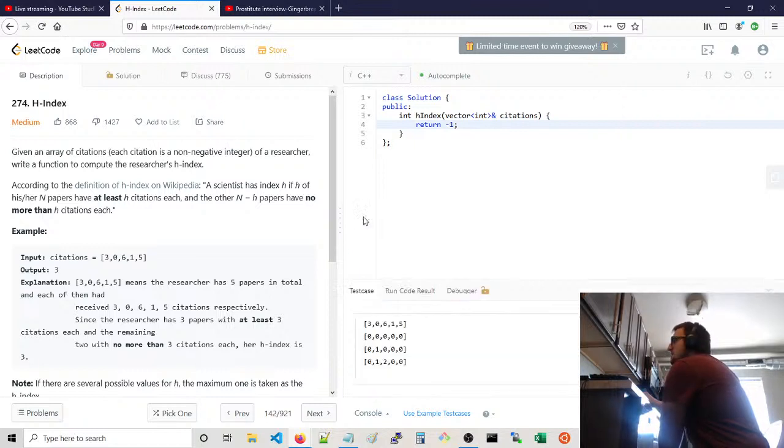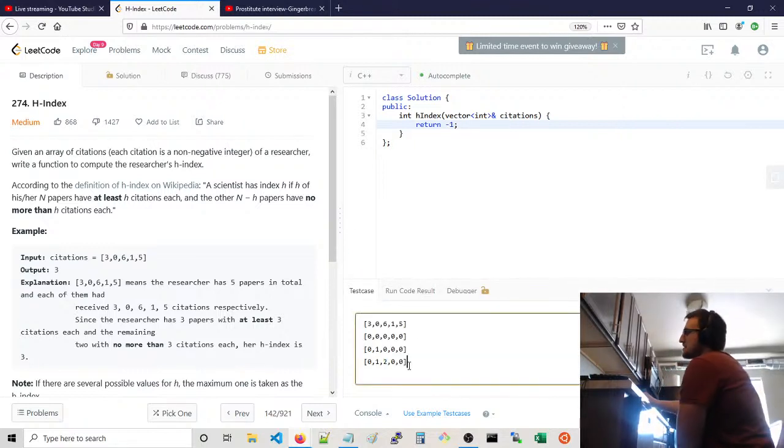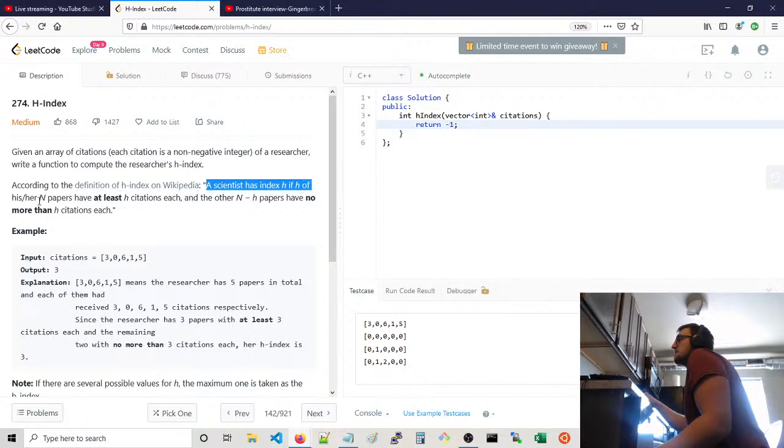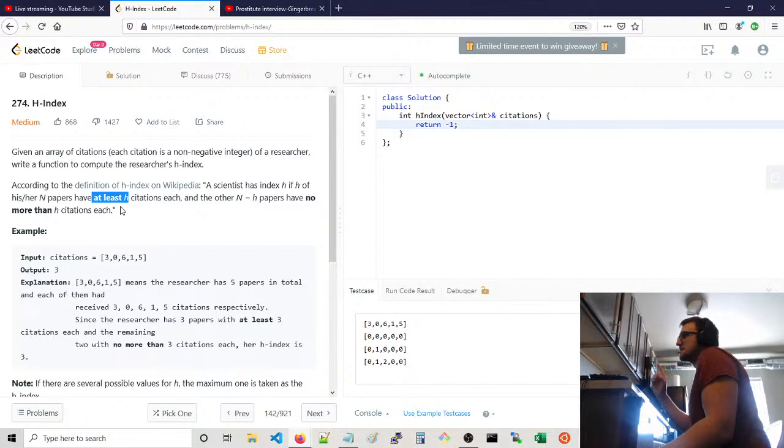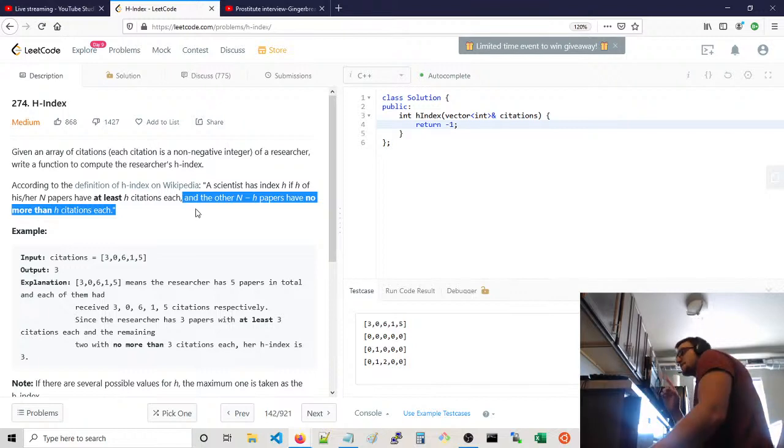1. Okay. See, this is what I'm saying. This doesn't make sense, right? Because each of the papers have at least H citations. So 1 paper has at least 1 citation, true. And the other papers have no more than H each, false. One of these other papers has 2.